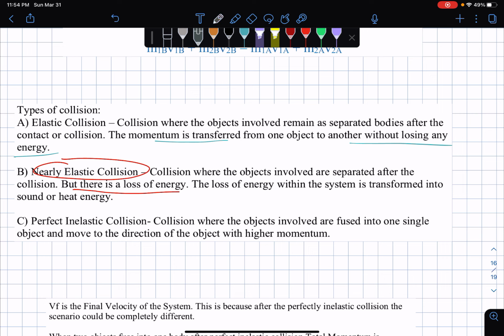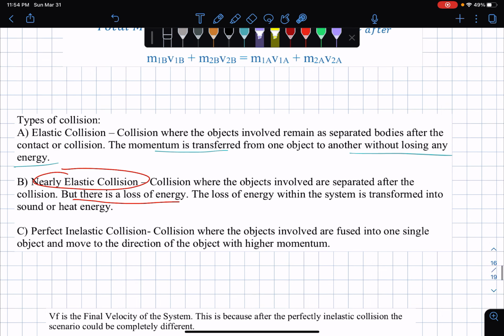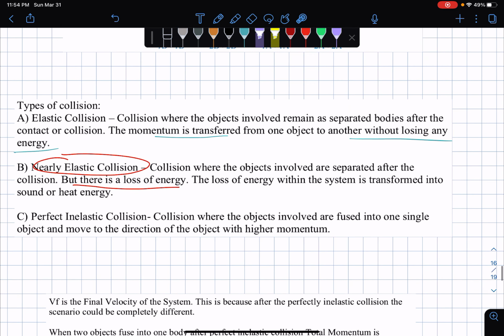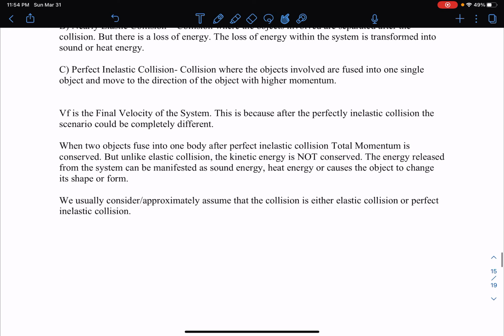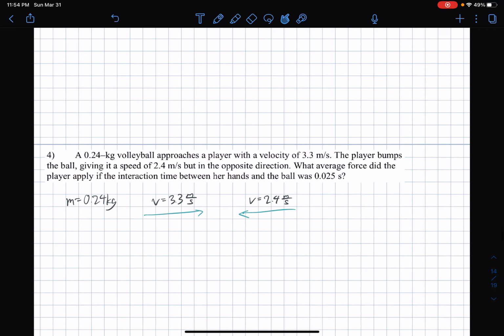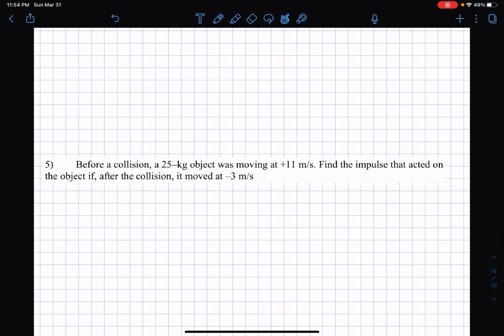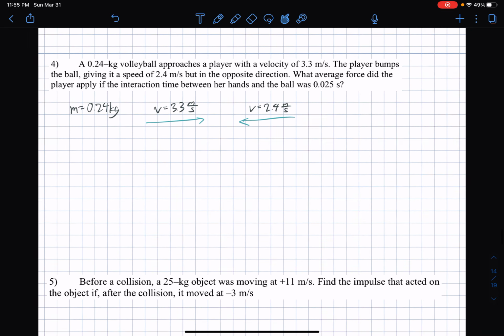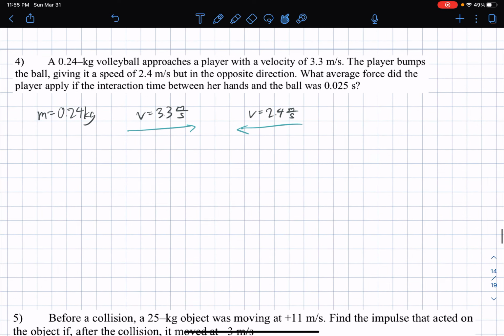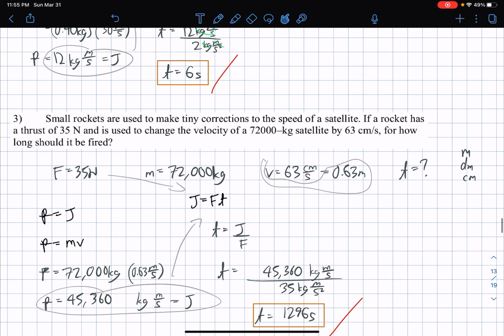So yes, that's it for the types. Perhaps I could explain it better in future videos. But that's it. Primarily, our focus was to be on impulse and momentum, except for two questions right here. Such a shame I couldn't answer them.